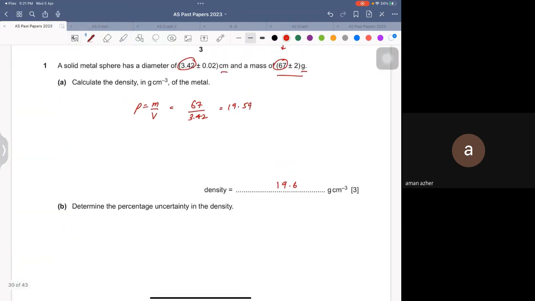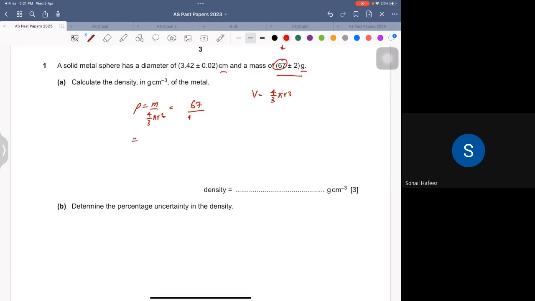Anyway, then it says determine... Sir, yes, we're using the diameter instead of the... Sorry? 3.42 is the diameter. Oh, it's the diameter. My bad. Sorry, 3.42. Yeah, I just realized this. So we're going to find the volume. This is 4 by 3 pi r cube. So we're going to write 4 by 3 by r cube.